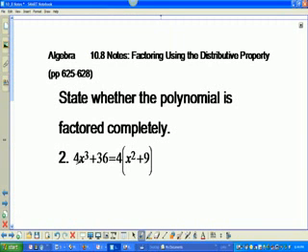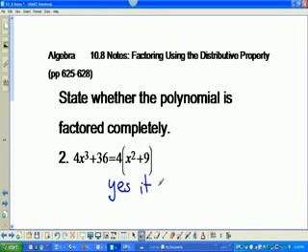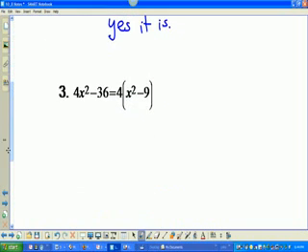So if I take a look at question 2 here, notice 4 goes into both of them, so I get 4 times x squared plus 9. Can I factor x squared plus 9? Well, the only way I can factor a binomial is if it is the difference of squares, but notice this is the sum of squares, so no. Can I state whether this polynomial is factored completely? Yes, it is. Factor completely.